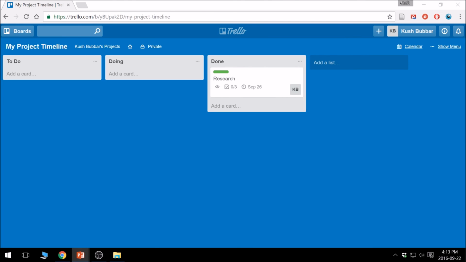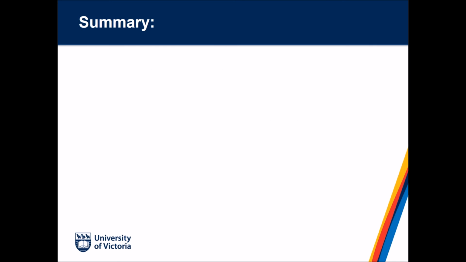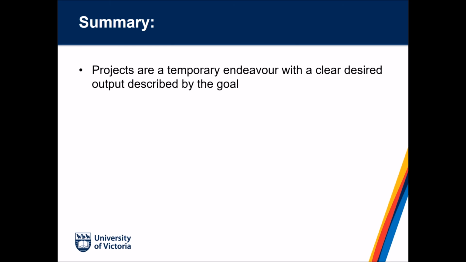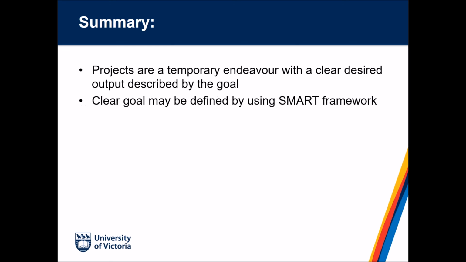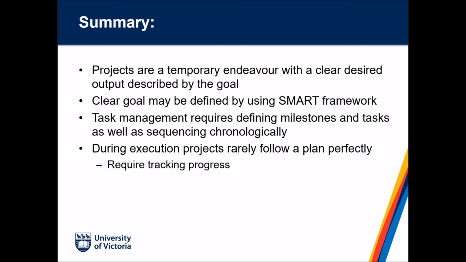Moving back to the presentation, we can now summarize this lesson. Projects are a temporary endeavor with a clear desired output described by a goal. That goal may be defined using a SMART framework. Task management requires defining milestones and tasks, as well as sequencing those tasks chronologically. During execution, projects rarely follow the plan perfectly, and hence require tracking.